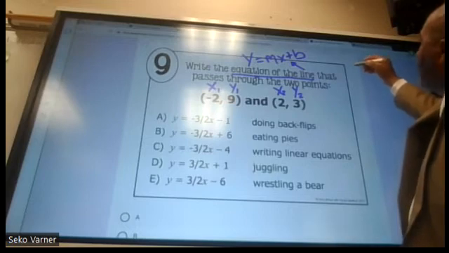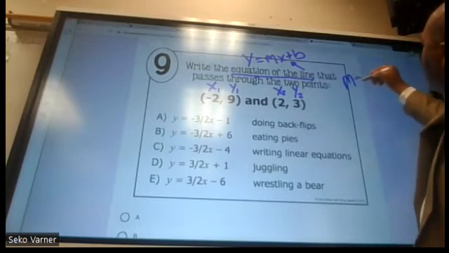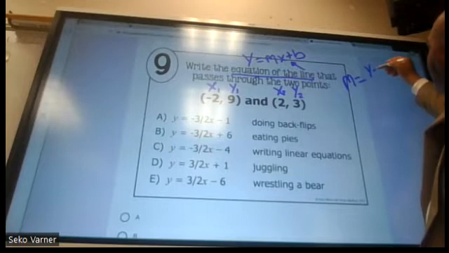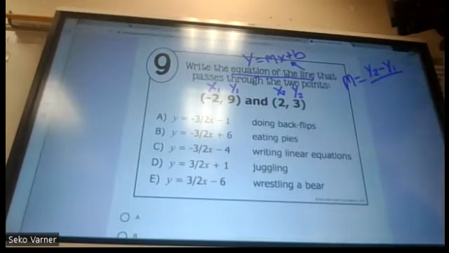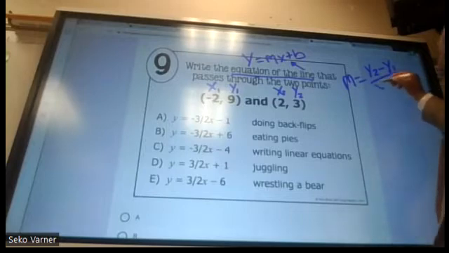All right. So the m equals the change in y, which is y2 minus y1, over the change in x.